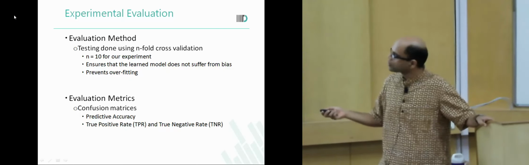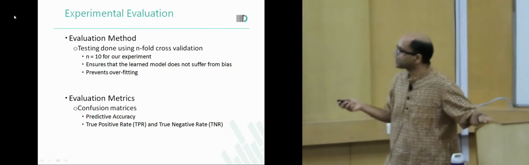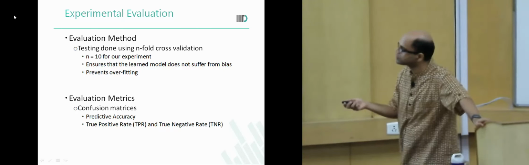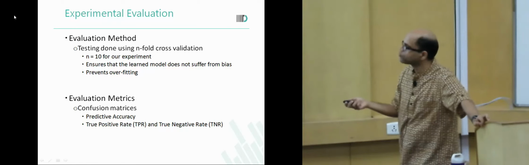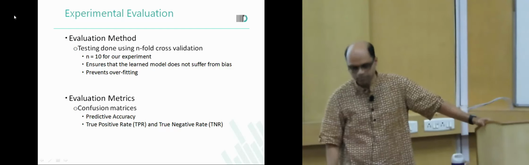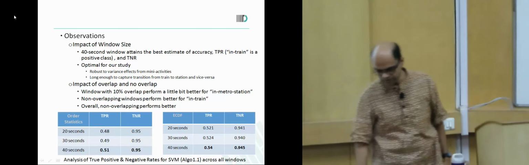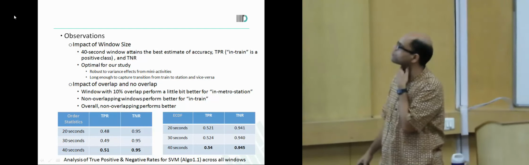I'm not going to show you all the confusion matrices here because it is just too much, but I will talk about predictive accuracy, and also the true positive rate and true negative rate. But in our papers, we put in plots that show everything. Let's first look at the impact of window size.